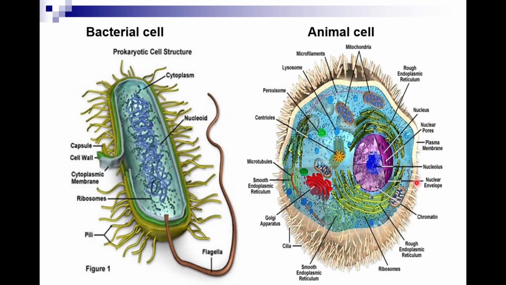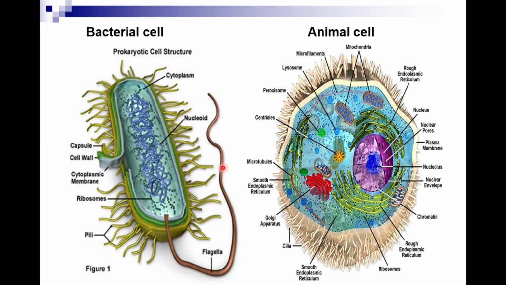Then this is the plasma membrane, nucleus, nucleolus, this is nucleoplasm, this is the nuclear envelope, and inside it the chromatin material is present. Now this red color structure is the Golgi apparatus. These are microtubules, smooth endoplasmic reticulum, centriole, peroxisomes, microfilaments, and so on. These are all cell organelles present inside the animal cell.